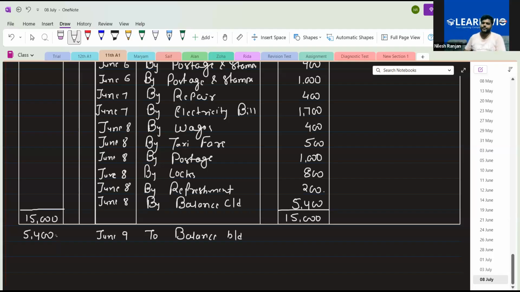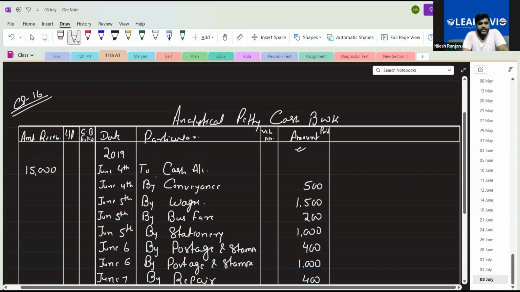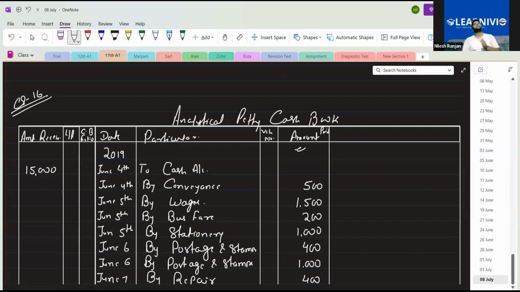Manvi, is this clear? Should I explain one more time? Can you explain it once more? Yes. First, you have to write the cash that you will receive from the main cashier. I told you that in the system there is a main cashier and a petty cashier. The main cashier is also involved with the big transactions. So that's why he gives a fixed, small amount to the petty cashier so that he can pay all the small expenses.